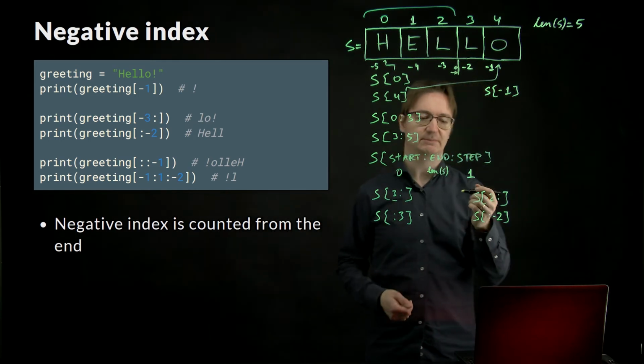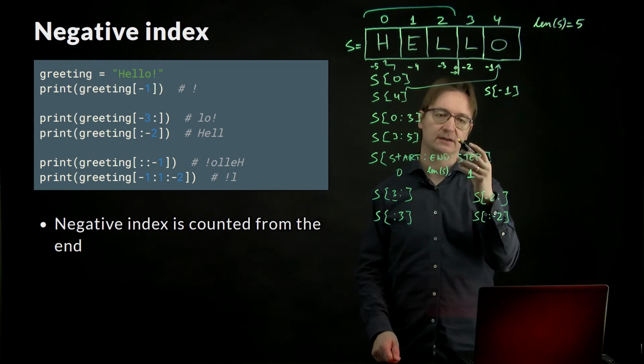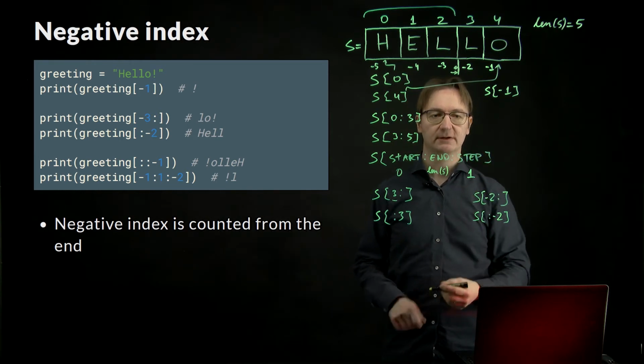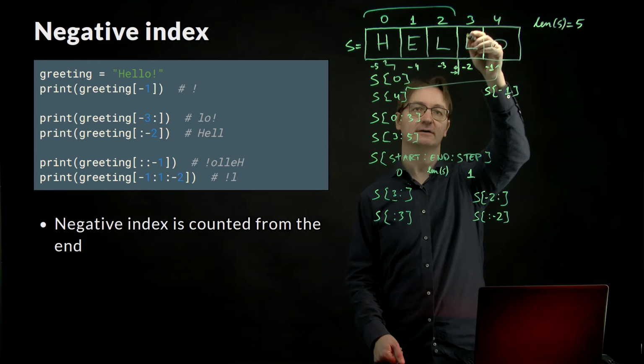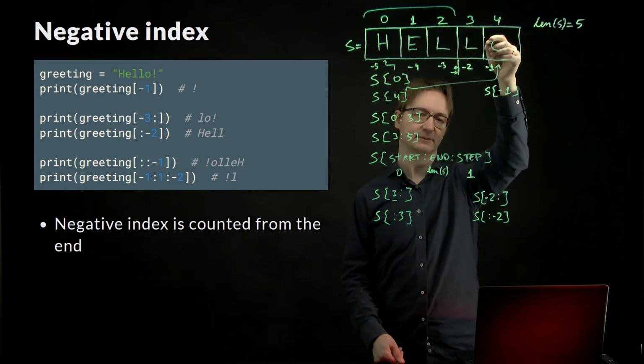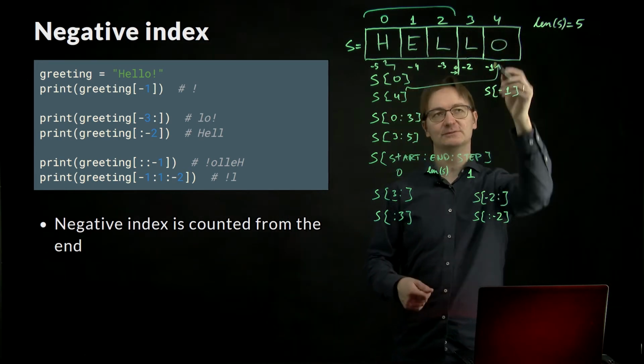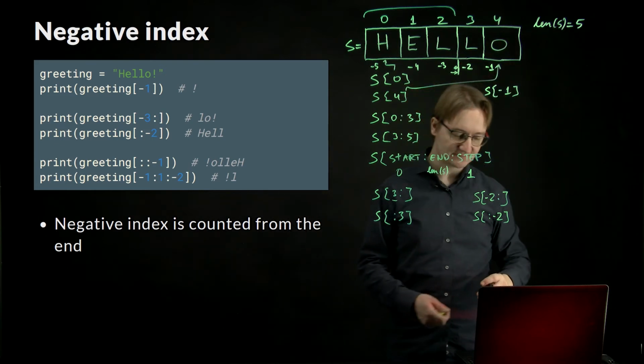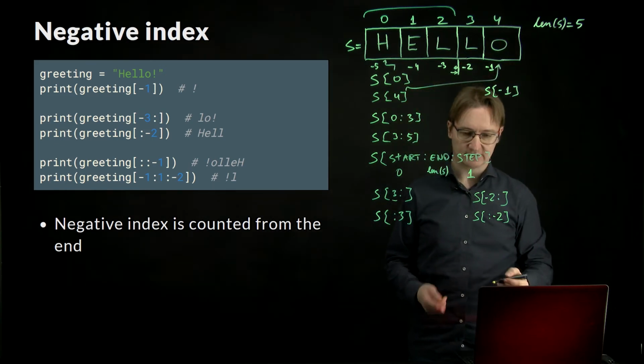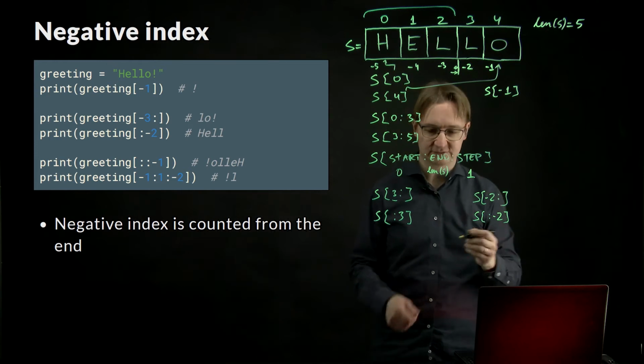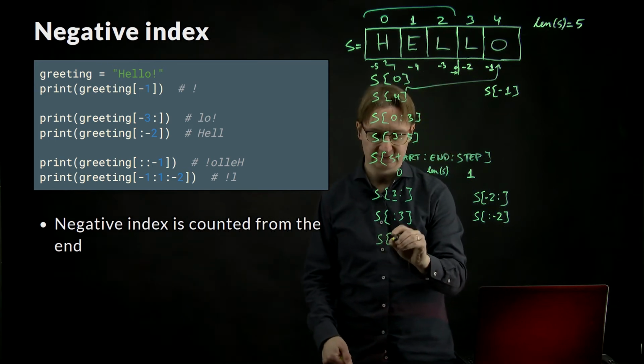And actually the same applies also for the step. I can use a negative step, but negative step means that we are walking from end to front, to start. So basically it's backwards. And for example, the easiest way to reverse the string is to write it so.